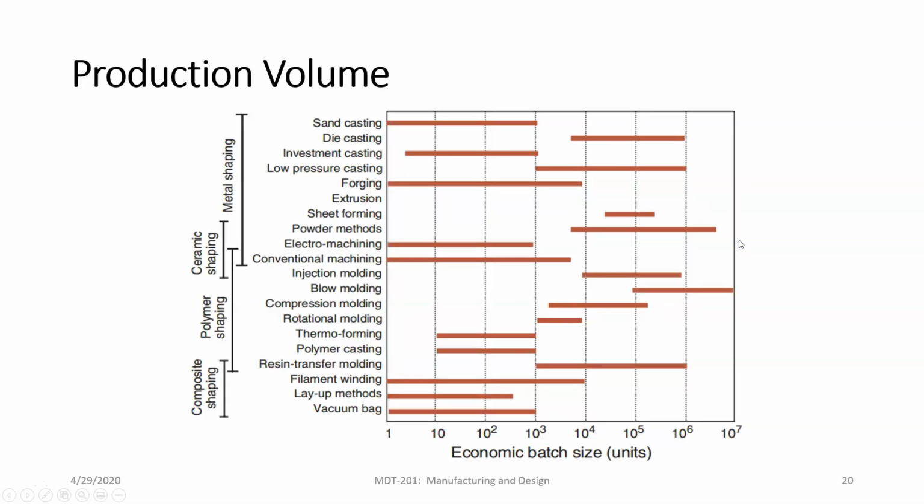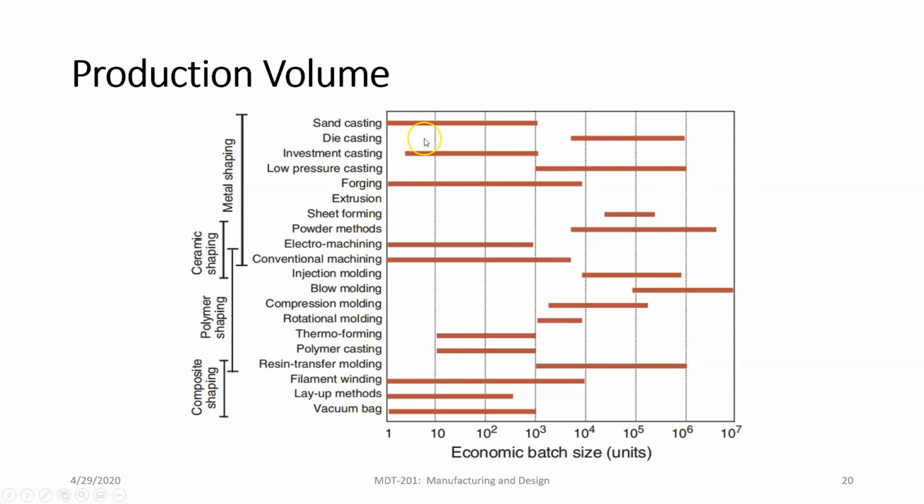Production volume. We just talked about this. Some of the blow molding, this is what your plastic bottles are made out of. This is really a form of injection molding. The blow molding, injection molding, low pressure casting, and die casting, all of these methods cater to the large production volumes.